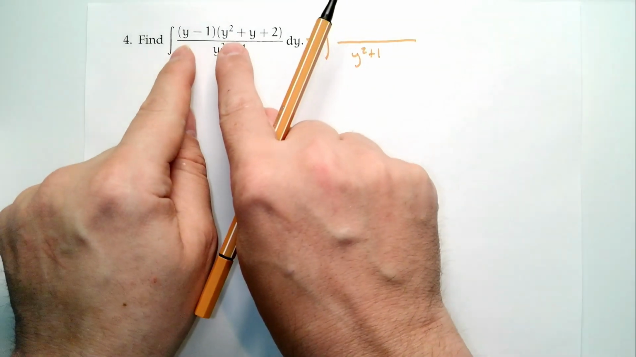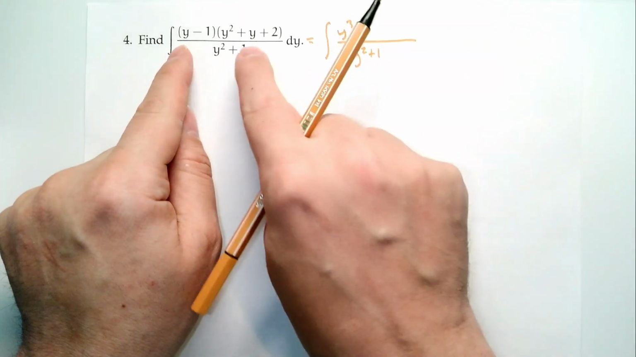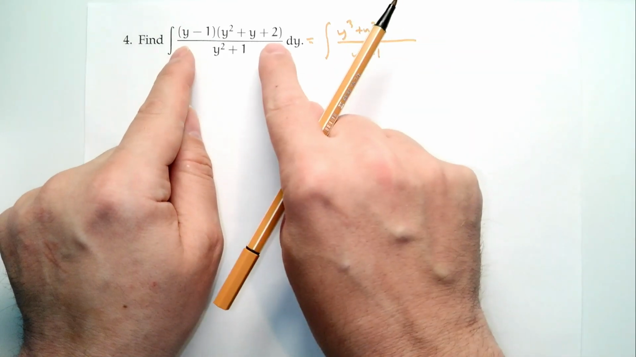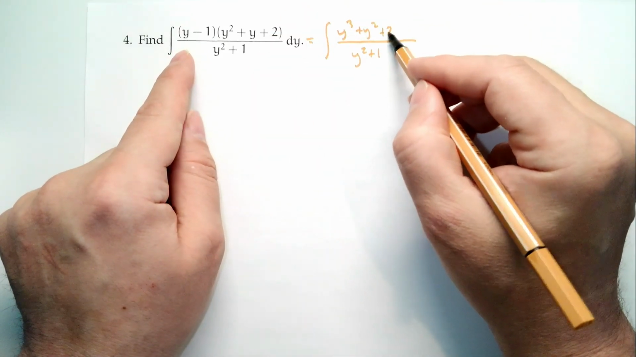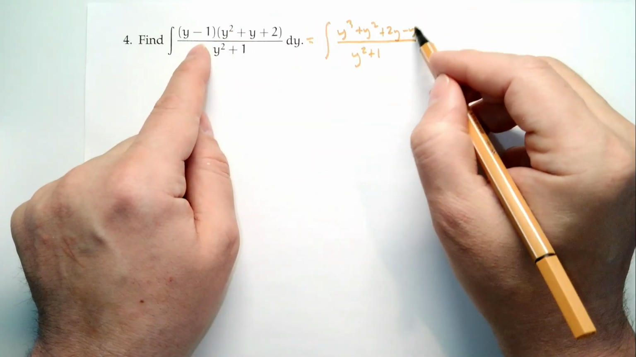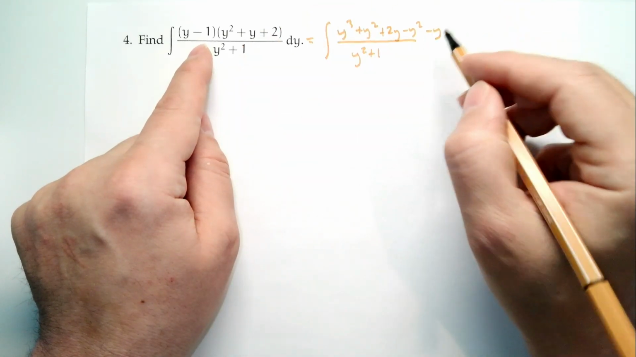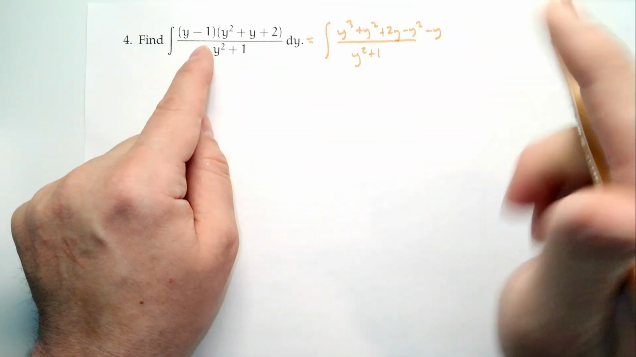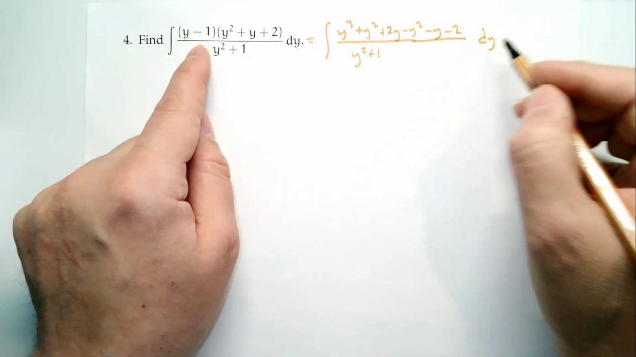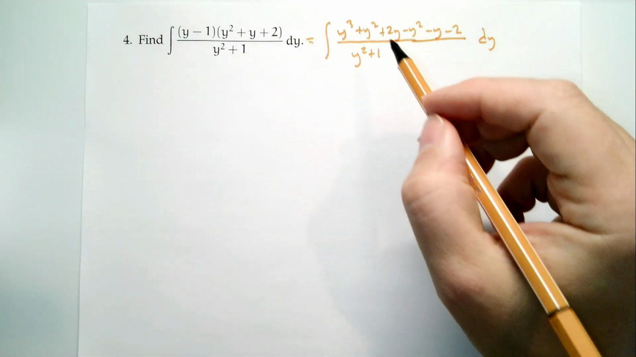So, for example, y times y squared, that's y cubed. y times y is y squared. y times 2 is 2y. Minus 1 times y squared, minus y squared. Minus 1 times y, minus y. Minus 1 times 2, minus 2. All right. Good. dy.